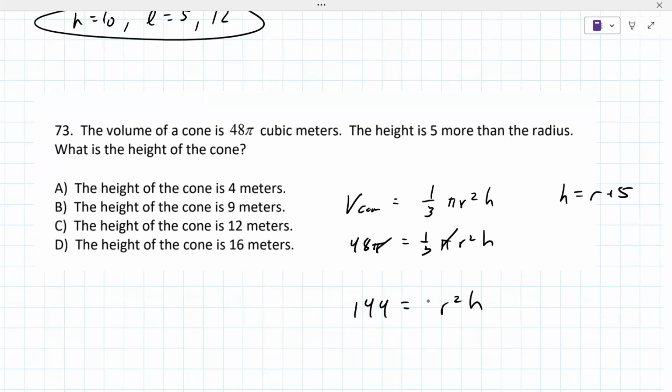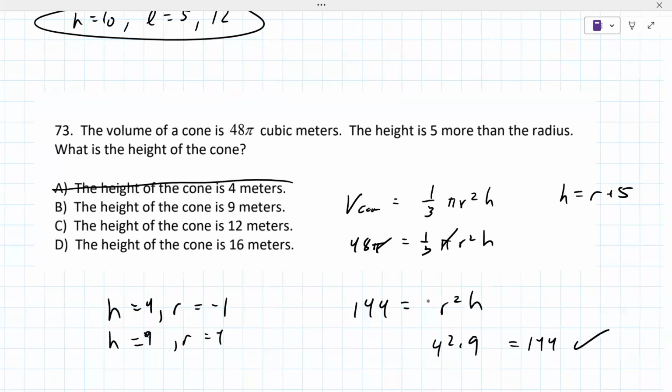So if the height is 4, the radius is -1. That's impossible. If the height is 9, the radius is 4. And so it's 4 squared times 9, which is 144. It is. I would use more of that guess and check approach on these. Okay, we do have to stop there for today.